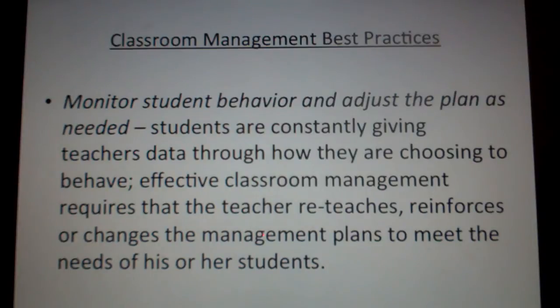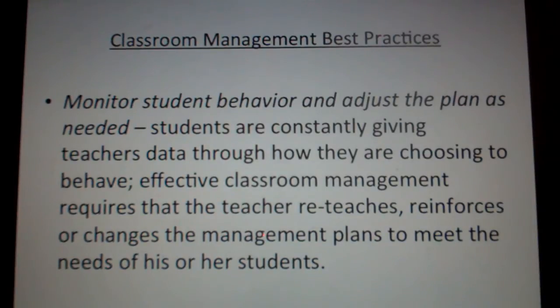And lastly, monitor student behavior and adjust the plan as needed. So students are consistently giving us data about what they think, how they're feeling, what they understand about what's expected of them by how they're choosing to behave. So if you're going to be an effective classroom manager, you need to be responding to the consistent stream of data that you're getting by being willing to know when I need to reteach the behavior, when do I need to reinforce the behavior positively, when do I just need to change my plans, when I say that this part of the plan isn't working, it's not meeting the needs of my students, and I'm going to adjust it.